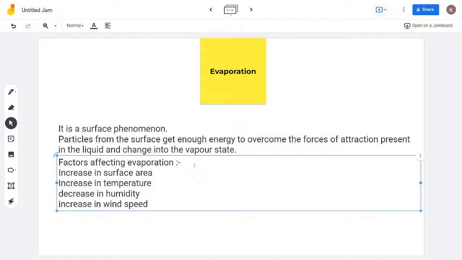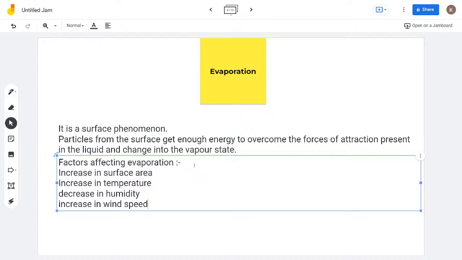When humidity is decreased, evaporation increases. Basically, humidity is the amount of water vapor present in air. The air around us cannot hold more than a definite amount of water vapor at a given temperature. If the amount of water in air is already high, the rate of evaporation decreases. And when the wind speed is increased, it is a very common observation that clothes dry faster on a windy day. With the increase in wind speed, the particles of water vapor move away with the wind, decreasing the amount of water vapor in the surrounding.